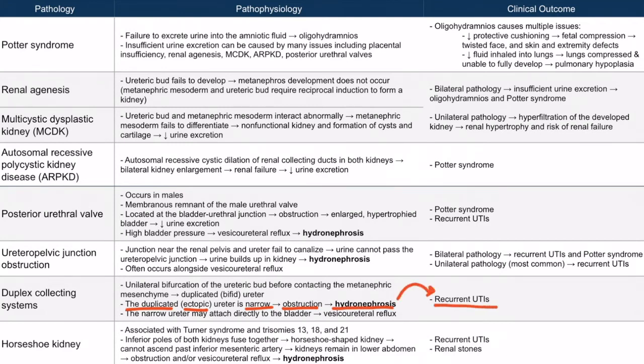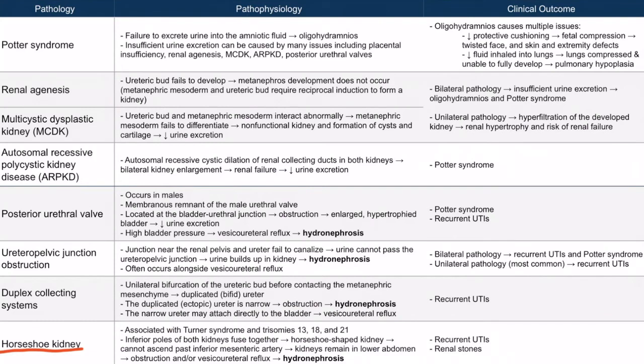In some cases, that narrow ureter will attach directly to the bladder, and in that case, that narrow ureter will lead to vesico-ureteral reflux, which again can directly result in recurrent UTIs or result in hydronephrosis, which will then cause recurrent UTIs. Now let's discuss horseshoe kidneys.